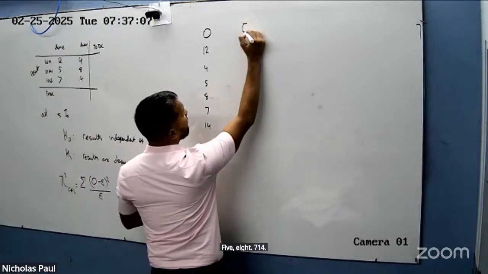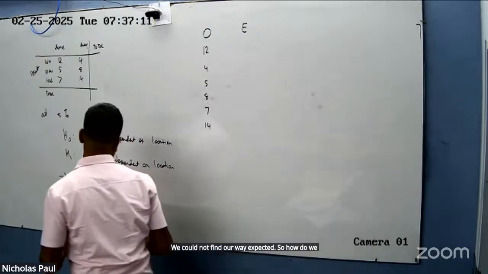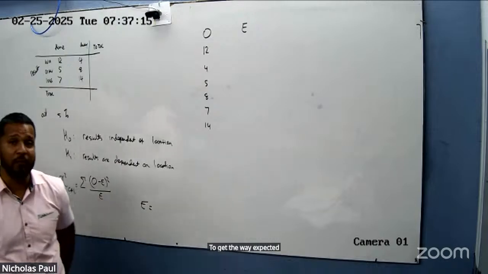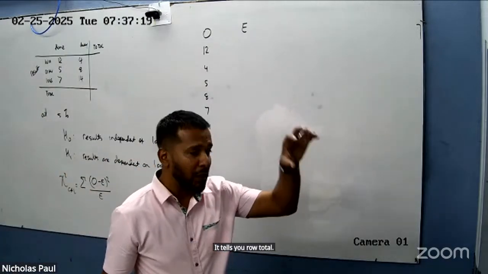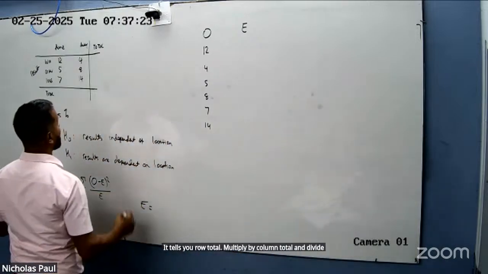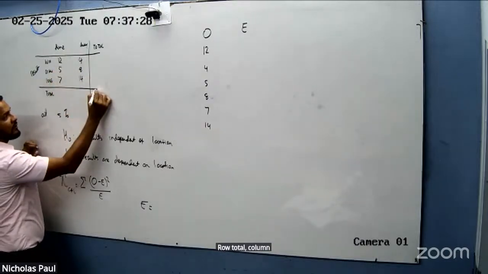We're going to find our expected. So how do we get our expected values? To get our expected values, there's a nice little formula I use. You take the row total, multiply it by the column total, and divide it by the grand total. Row total, column total, grand total.